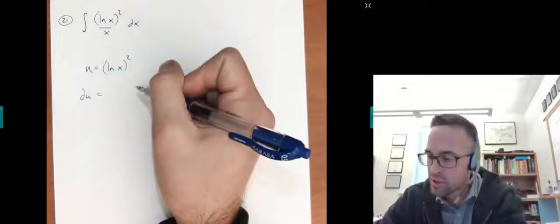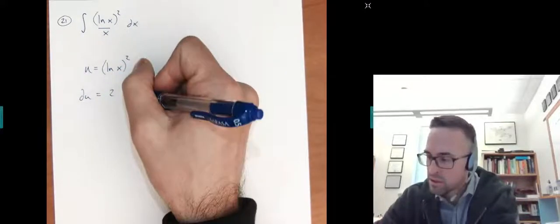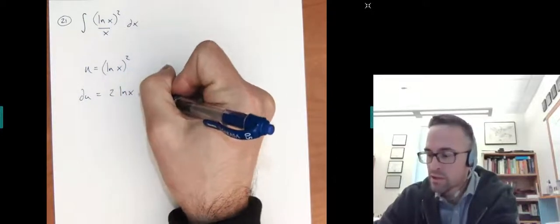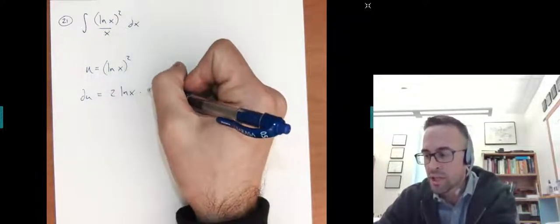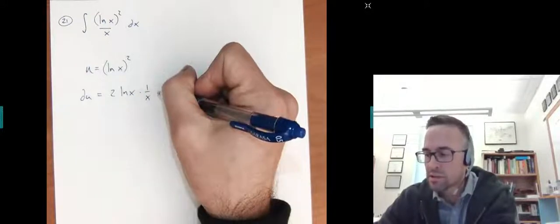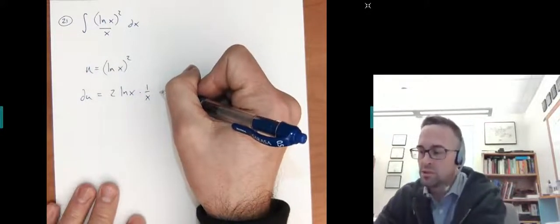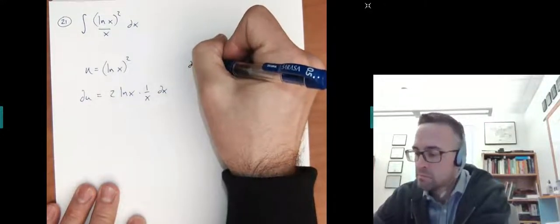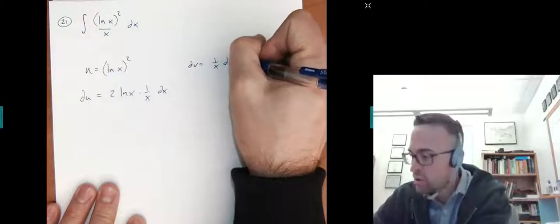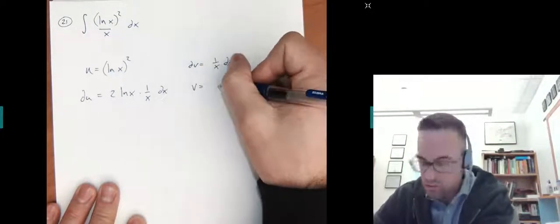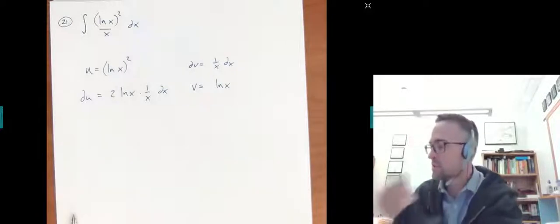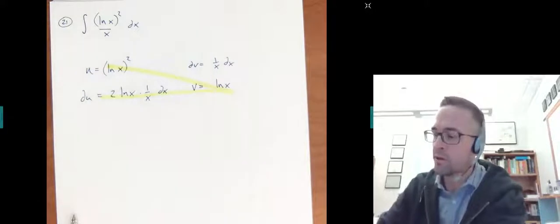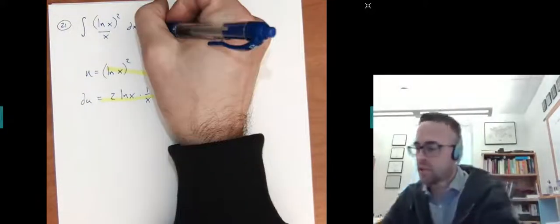Now the differential then, this one's pretty neat. We've got the power rule here. 2 comes down, natural log of x to the 1 power times the derivative of what's inside, which is 1 over x. So the differential du will be 2 natural log of x over x dx. Looks good. Now dv then is 1 over x dx. V is equal to the natural log of x. So this worked out pretty good, and we're getting better and better at this, so it's getting easier and easier.